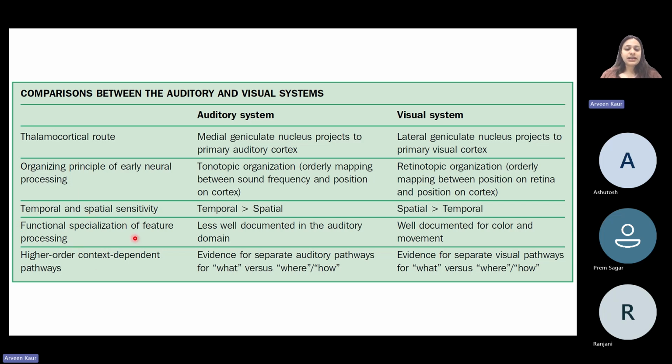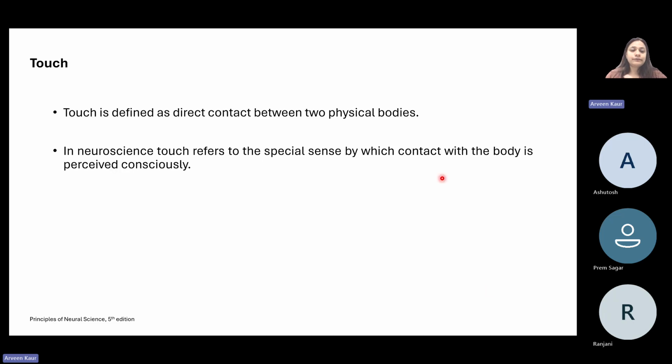Then the functional specialization of the feature processing, it is less well documented in the auditory domain, while it is well documented for color and movement in case of the visual system. If we talk about higher order context dependent pathways, then in auditory system, there is evidence for separate auditory pathways for what versus where and how. And in case of visual system, there is evidence for separate visual pathways for again what versus where and how, right?